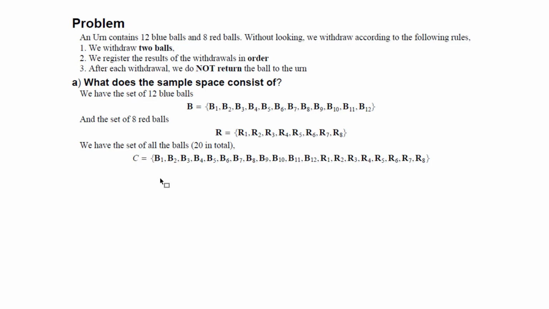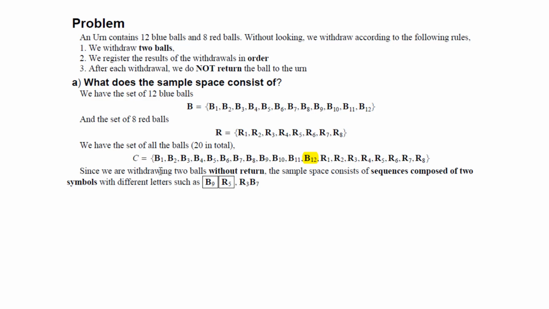So we can say here that the sample space consists of sequences composed of 2 symbols with different letters, such as B9, R5, R3, R7. Or we can say that the sample space consists of sample points of size 2. So a sample point of size 2 means a sequence that has 2 symbols, and therefore r is equal to 2.